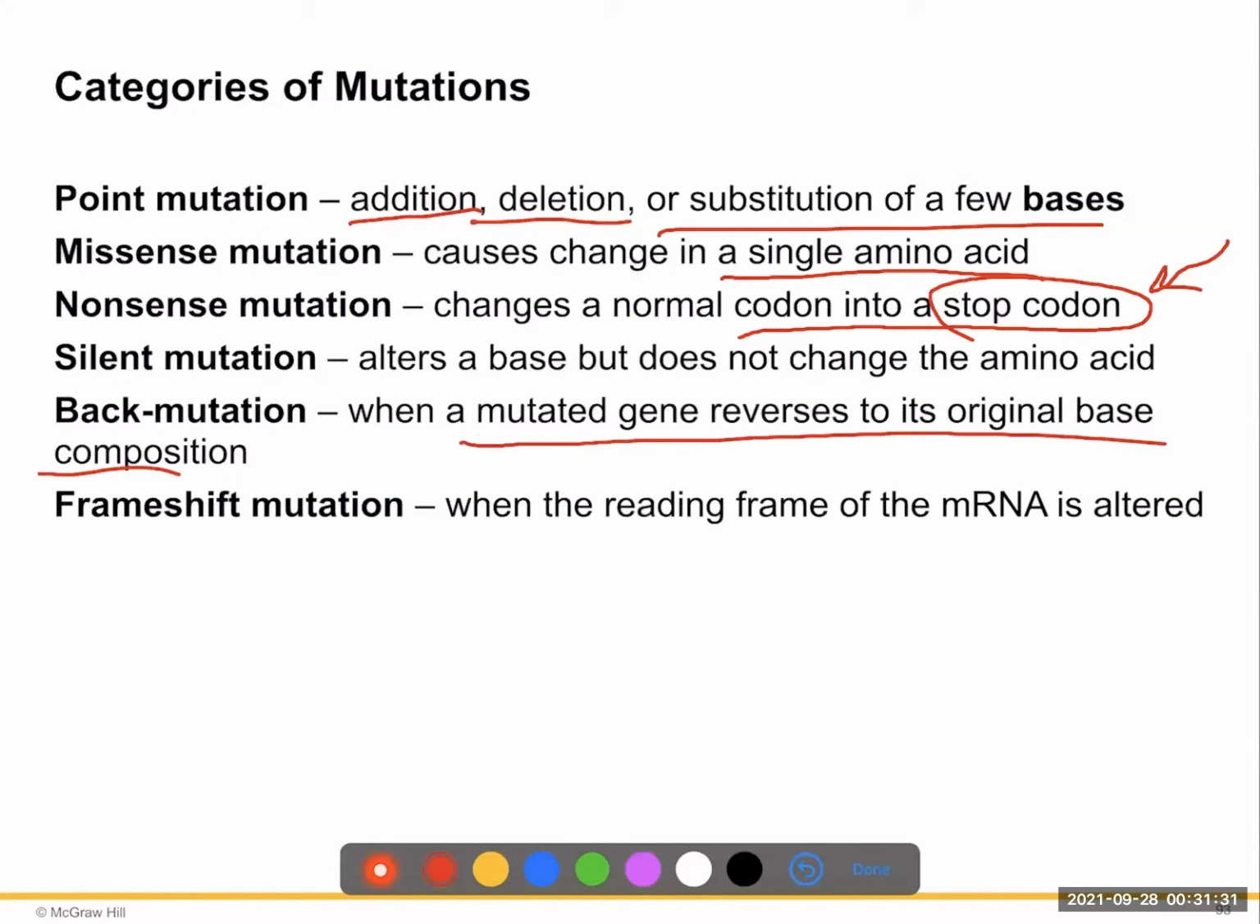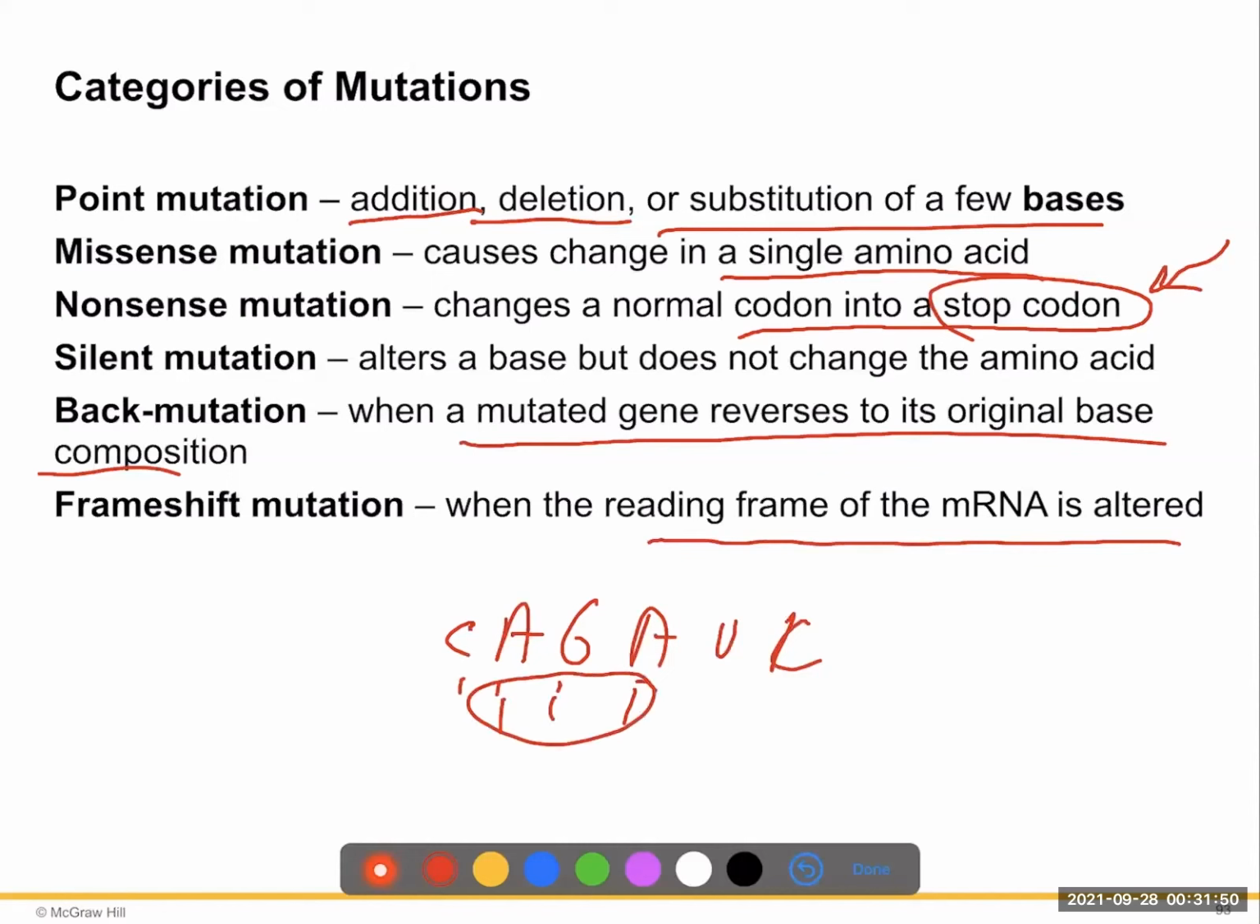Or a frame shift mutation. That's when the reading frame is altered, so it shifts how it's read. Instead of reading that as your codon, CAG, now it could read this as your codon, AGA. It shifts it. Instead of reading this here, it reads those three. That's called a frame shift mutation.